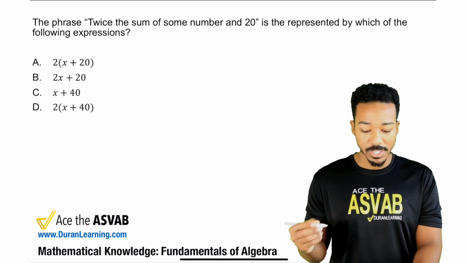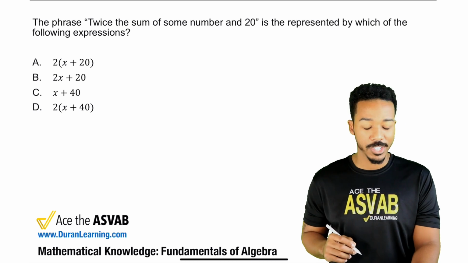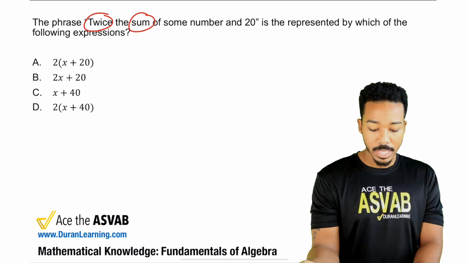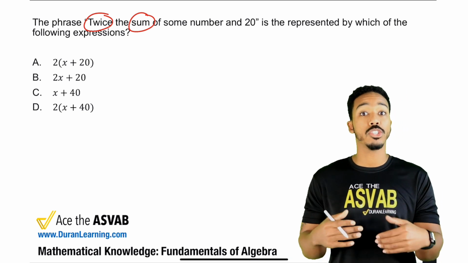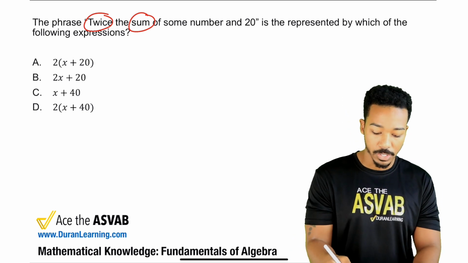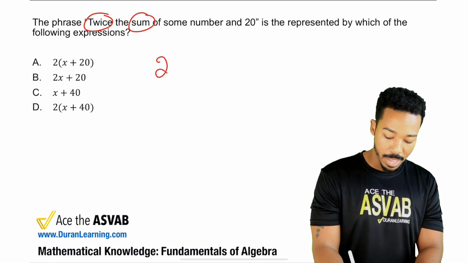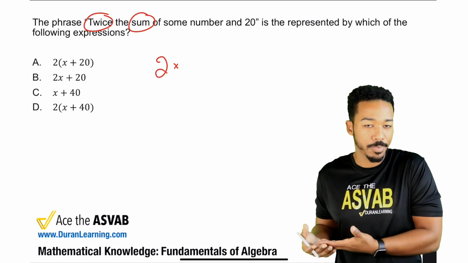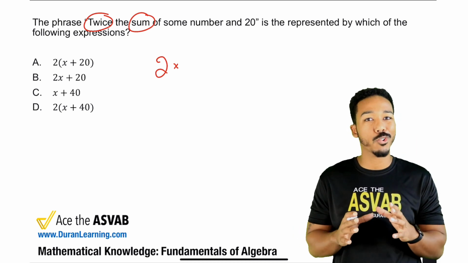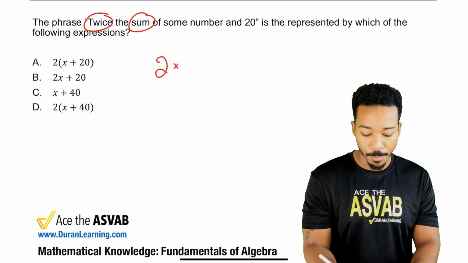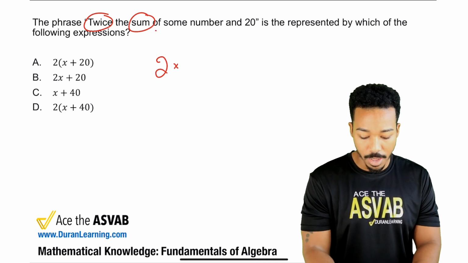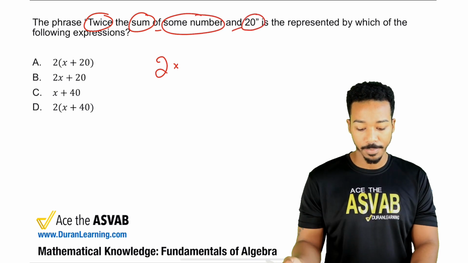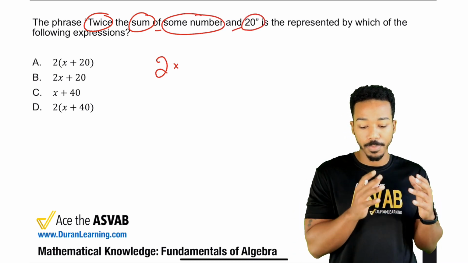Twice the sum of some number and 20. Here's how you're going to read this. First off, it says twice the sum. So they're basically saying, double the sum, right? So I'm going to multiply 2 times something. But what is that sum going to be? Pay attention here, because I'm going to show you why the order matters so much. It says twice the sum of some number, let me just circle that there, some number and 20. So the sum of some number and 20.